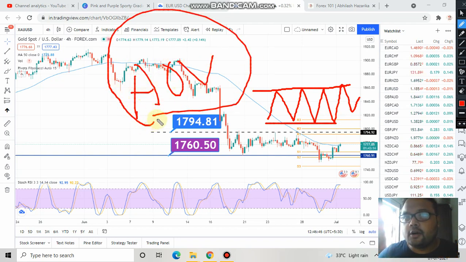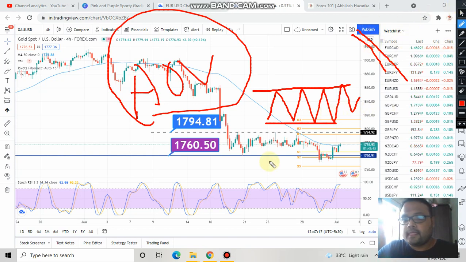The area of value, or the best trading opportunity in an uptrend market, is always near the support. Whenever a market is in an uptrend, the best buying opportunity is always available near the support. And if a market is in a downtrend, if a market is falling, then the best shorting opportunity is always near the resistance. But in a sideways market, or in a market condition like this, where there is no proper trend, we get opportunities to trade on both sides.